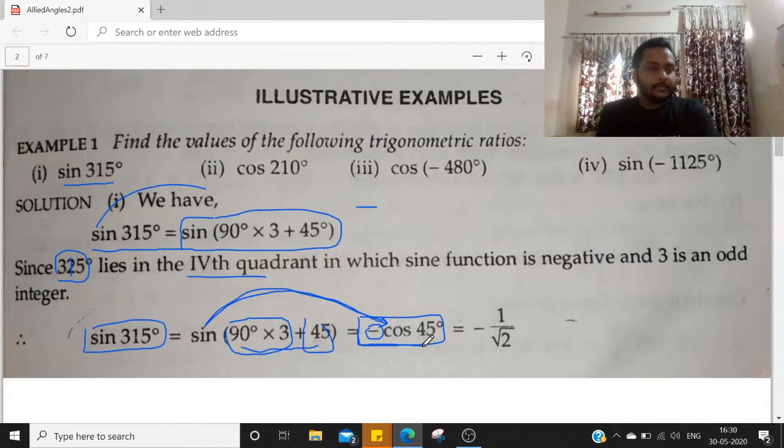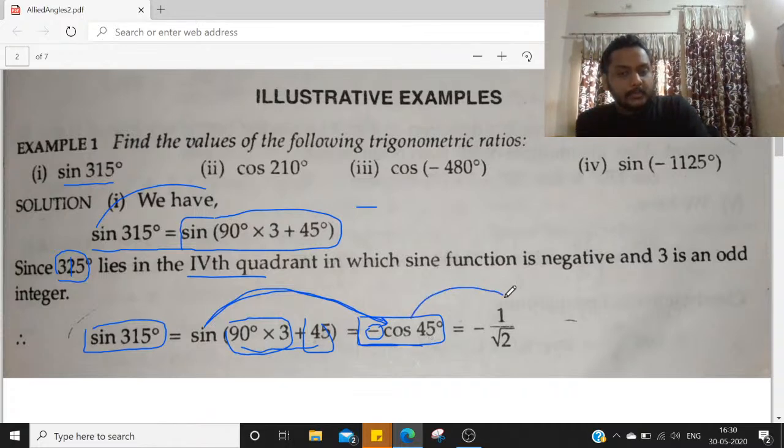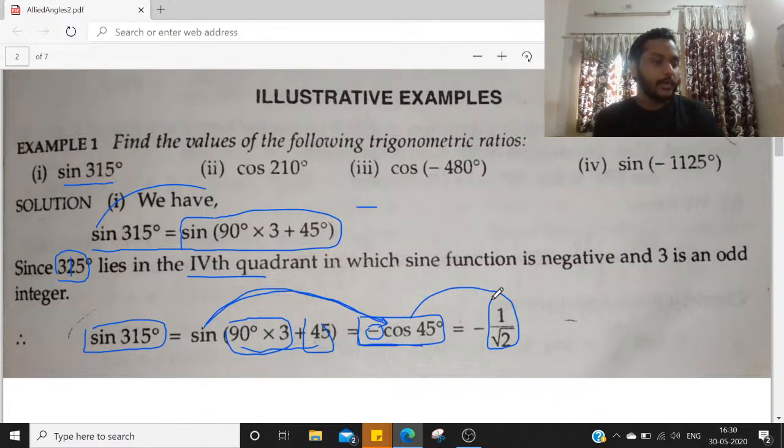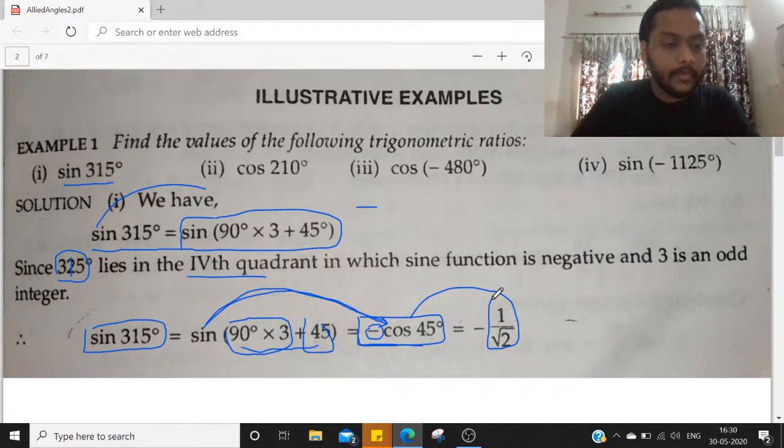Are we clear with this, guys? Cos 45 is nothing but 1 by root 2 and minus cos 45 will be minus 1 by root 2. How many of you are clear with this, guys? Come on, quickly tell me, everyone.